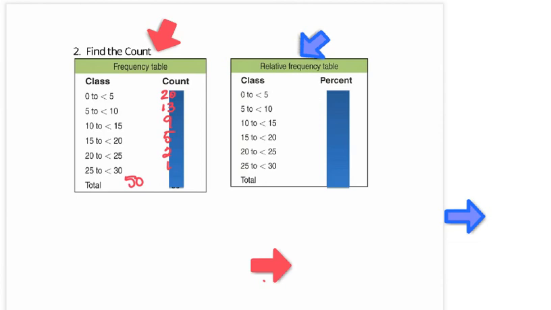We have 40%, 26%, 18%, 10%, 4%, and 2%. And if I add those up, I better have 100%.